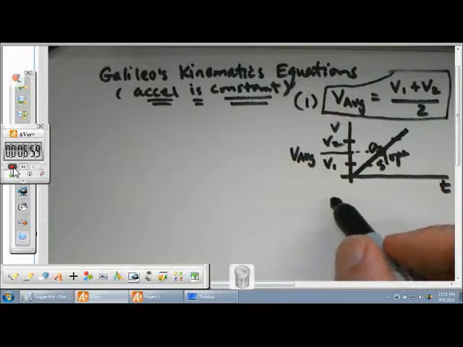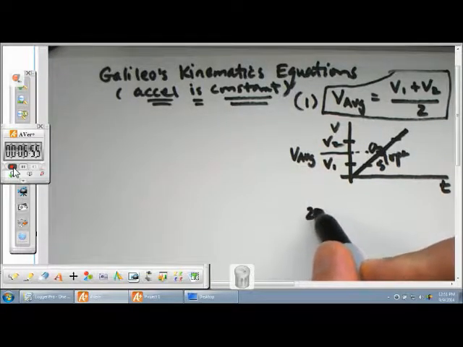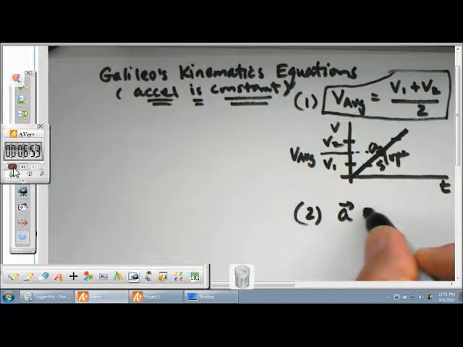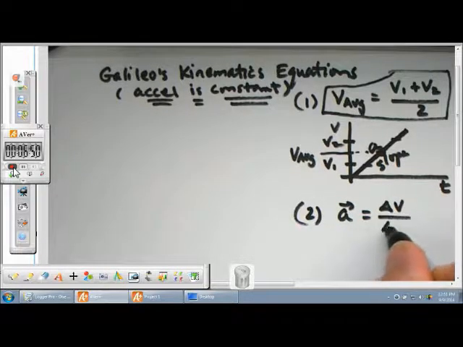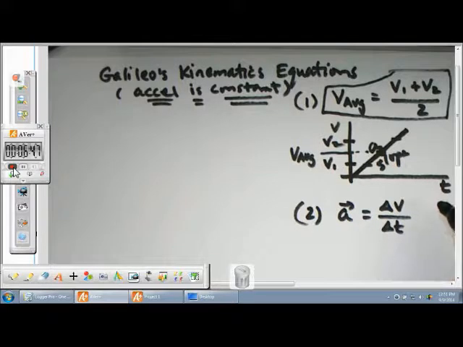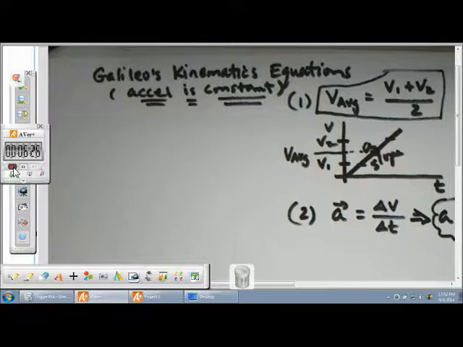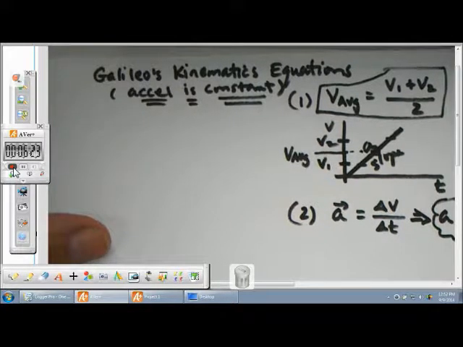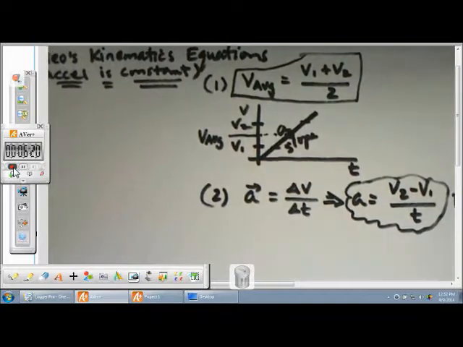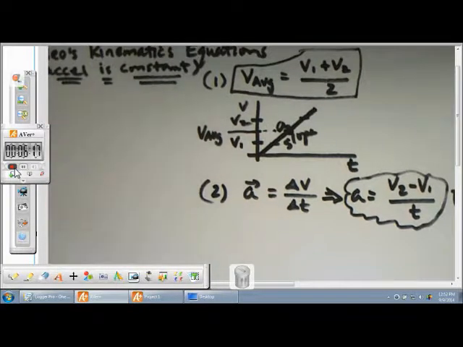Another important relationship is the definition of acceleration. Acceleration is defined as a change in velocity per change in time. And we can also write it like this: a equals v2 minus v1 over t. I just didn't put the delta there. That's just a shorthand. So that's an important definition. That's the definition of acceleration.